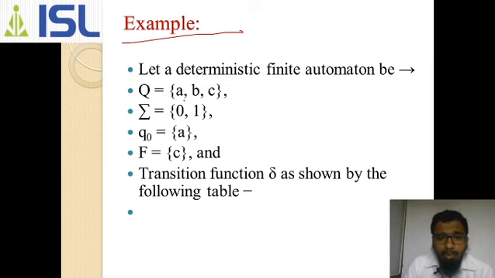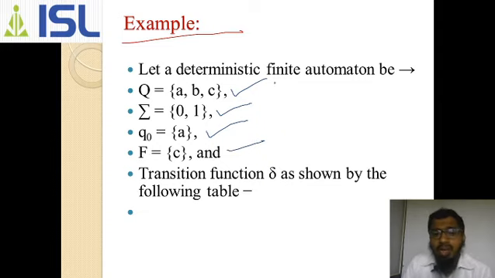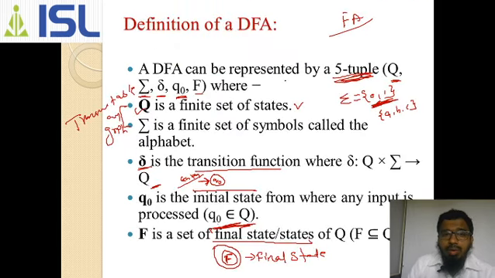We will take the example. Let a deterministic finite automata be defined by Q is {A, B, C}, and sigma is {0, 1}, and Q0 is equal to A, and F is equal to C. So what we have is 5 tuples here. What is our 5 tuples?